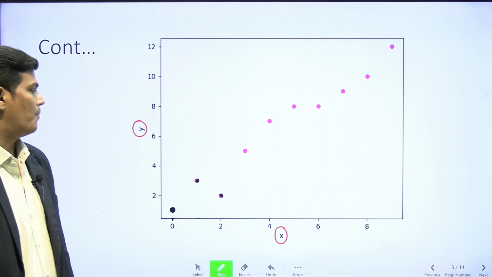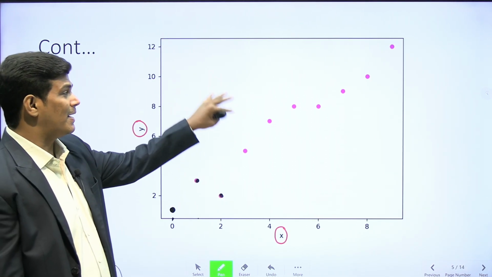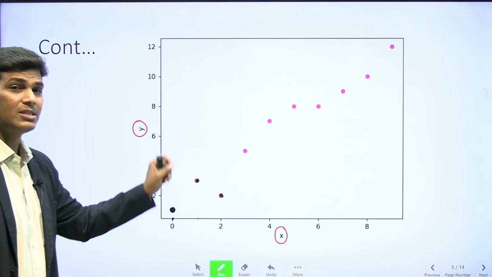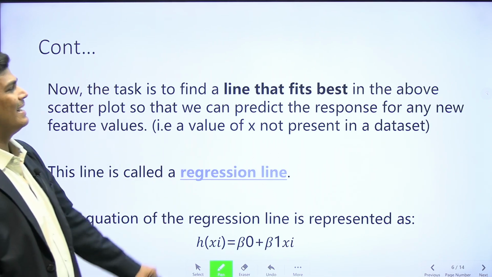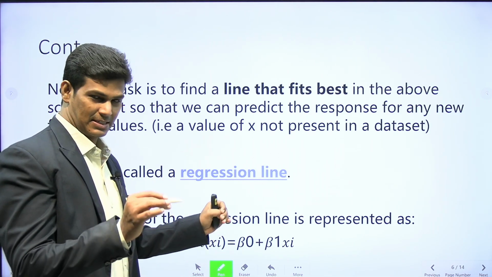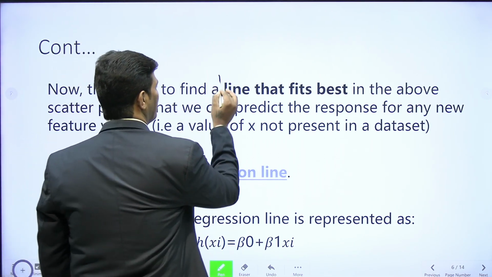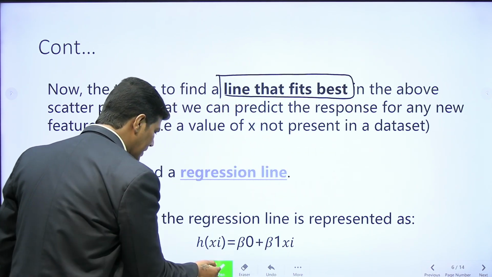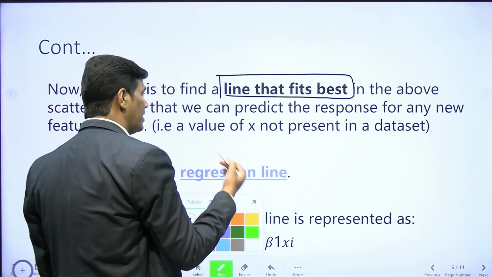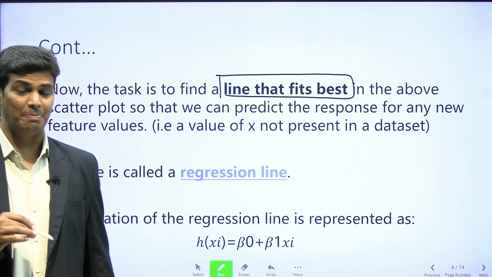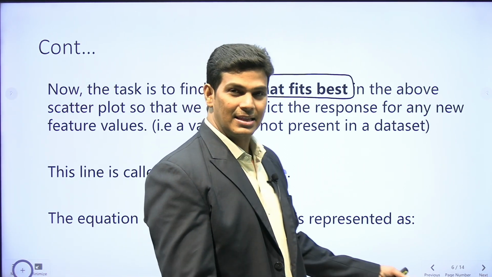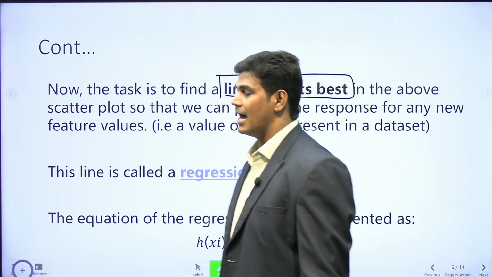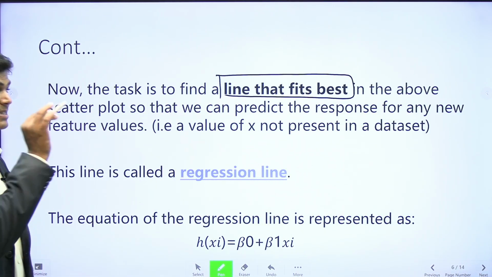After plotting this graph, the most important task is to find the line that fits best. This is one of the most important parts. We need to find the line that fits best, and that line is known as the regression line. So let's find the best fit.